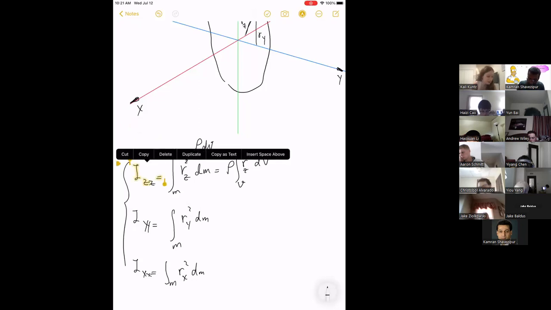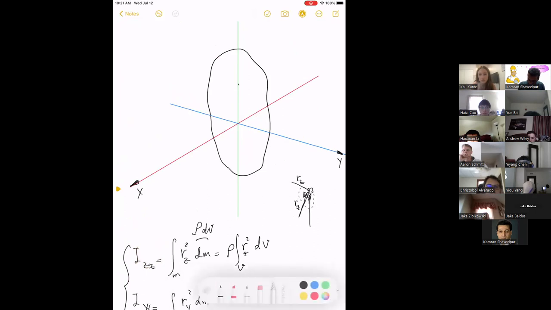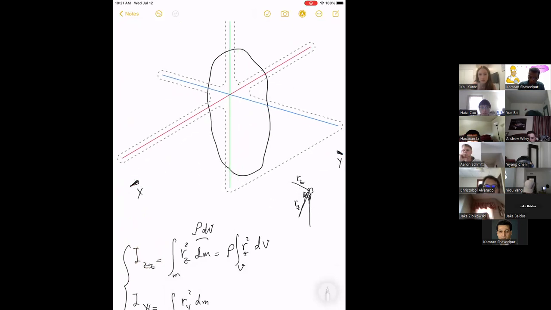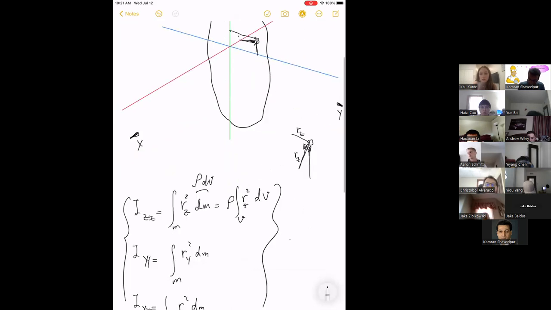And remember, if this is my rigid body, I have the same rigid body, I just move the axis of rotation. Let's say I move my axis of rotation and put it here. Then for the same body that I had, your r_z, r_y, and r_x will change. So for this new location, these are not going to be the same. They will change.